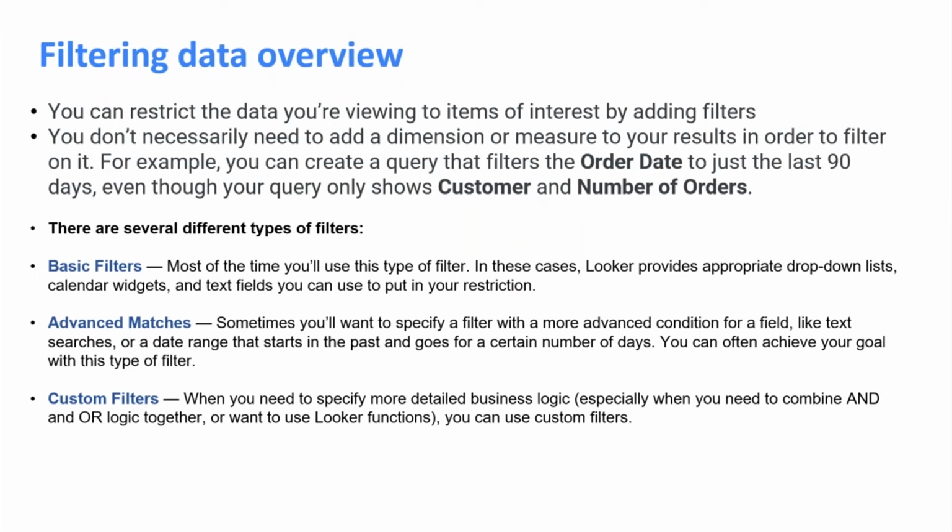When we go to advanced matches, sometimes you will want to specify a filter with a more advanced condition for a field, like a text search or a date range that starts in the past and goes to a certain number of days. You can often achieve your goal with this type of filter. These are advanced filters, which we'll see in the next section.